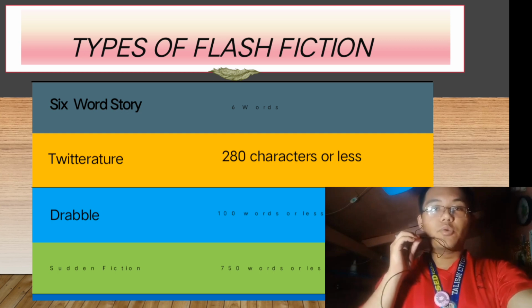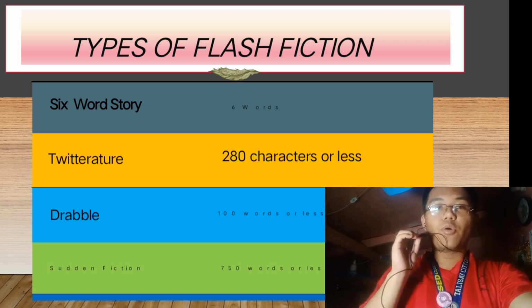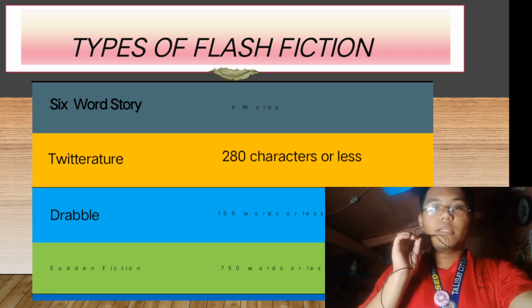Let's proceed to the types of flash fiction. As stated earlier, flash fiction, also known as sudden fiction, is characterized by being very short, typically consisting of only a few hundred words and maxing at 1,500 words. Next is microfiction. Microfiction consists of stories with only a few sentences, maxing at 100 words. This form of storytelling challenges writers to convey a complete narrative within a very limited word count.